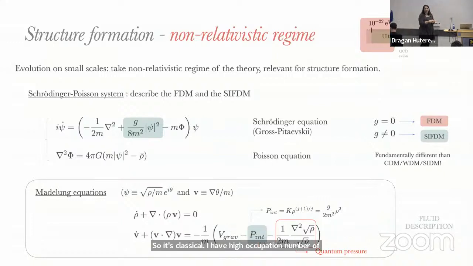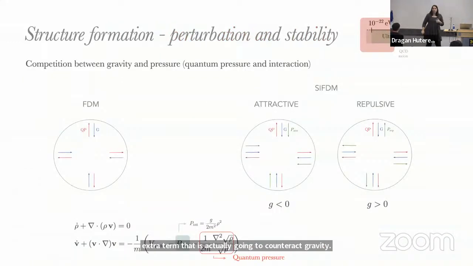But quantum pressure is a name that comes from condensed matter physics, because having a bosonic system described by the Schrödinger equation is well known there. This is a Bose-Einstein condensate. We see that all the time in condensed matter physics. So this term appears in condensed matter physics and they call it quantum pressure because there you're actually in a quantum system. Here we are in a classical system and we have this extra term that is actually going to counteract gravity.